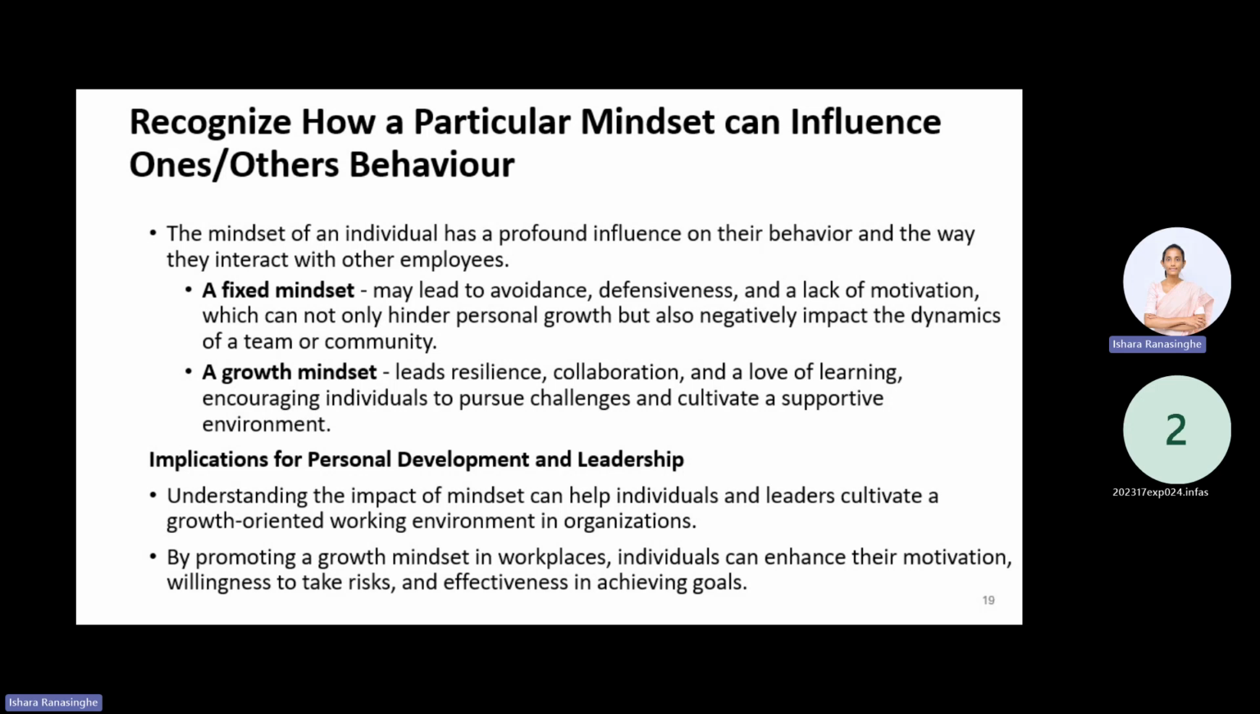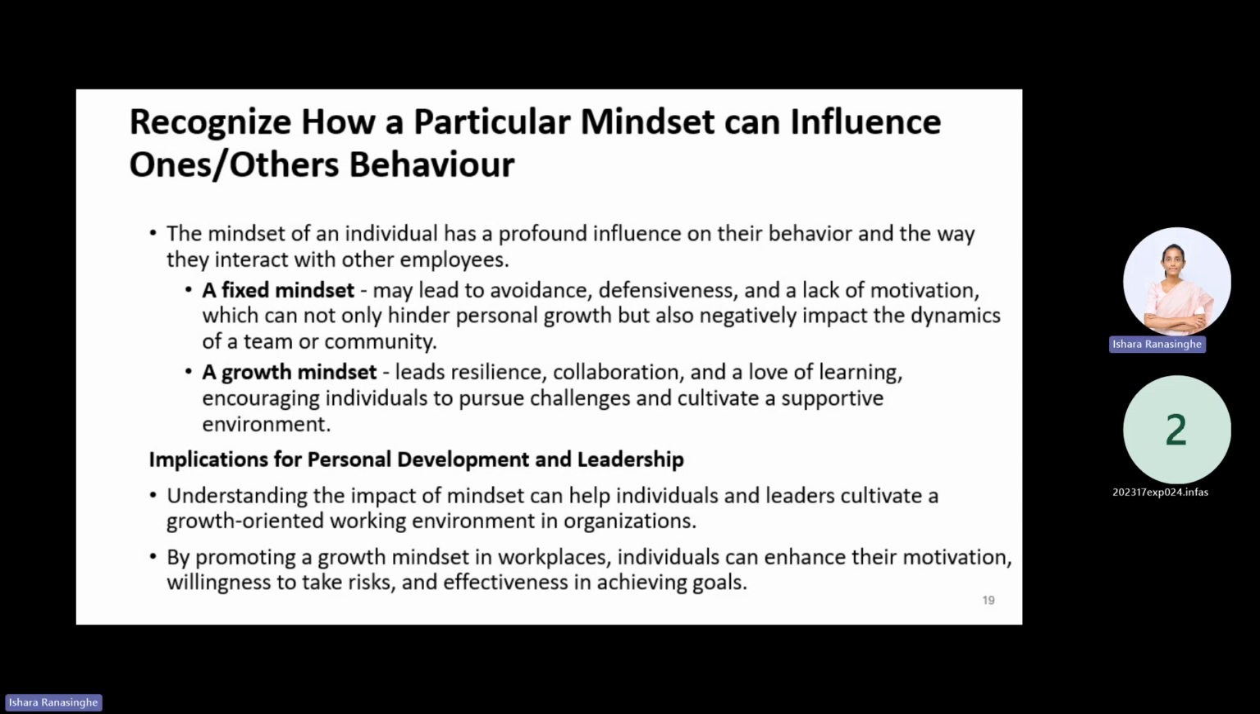Recognize how a particular mindset can influence one's or others' behaviors. So this whole slide, that's only one point that you need to take in your mind. If we consider the different mindsets of people, basically we can find two: fixed mindset and growth mindset. If a person has a fixed mindset, that person is not willing to take challenges. They do not like to learn further. They like to do their jobs under a framework, and they don't like to go beyond that framework. They always try to do the same thing, not taking any challenges. Fixed mindset.